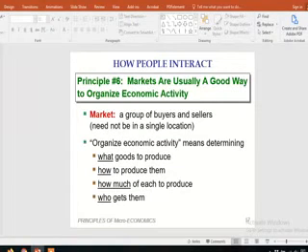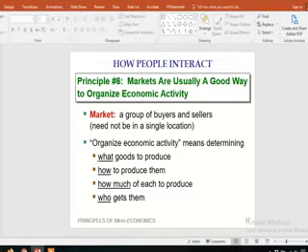In principle number 6, markets are usually a good way to organize economic activity. Like how people interact: in the previous principle we said people interact through trade, and in this principle people interact through the market structure, like through a marketplace. What is a market? A market is a group of buyers and sellers at a certain point, and need not be a single location.